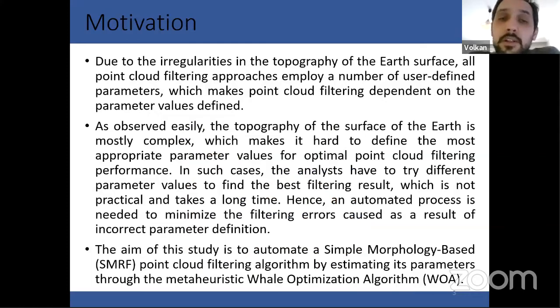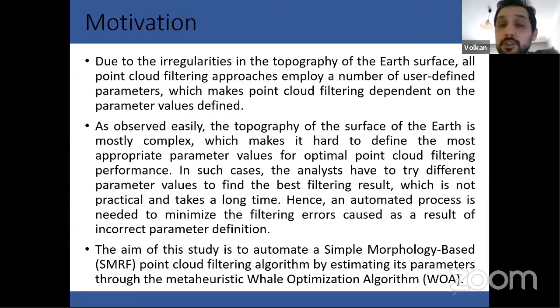As you may know, the literature reports a large number of point cloud filtering approaches. And each of these approaches uses a number of parameter values due to the irregularities in the topography of the Earth's surface. And these parameter values, of course, make the filtering process dependent on user-defined parameters. In many cases, the users have to try different parameter values to get the optimum filtering performance, which is neither practical nor time efficient.